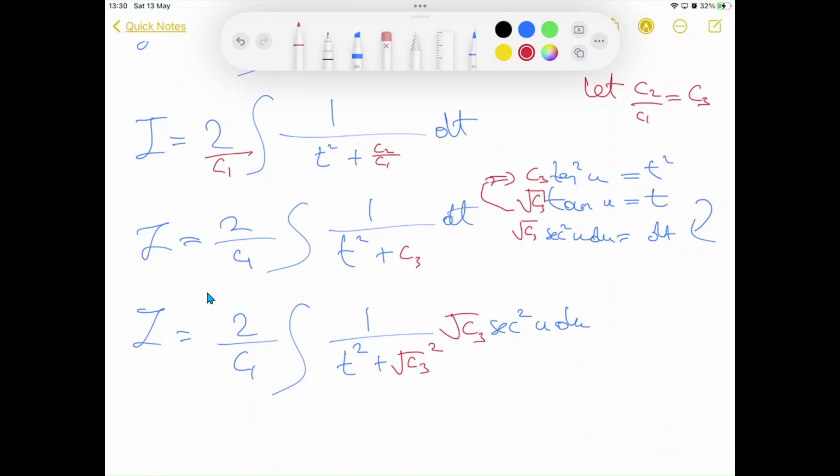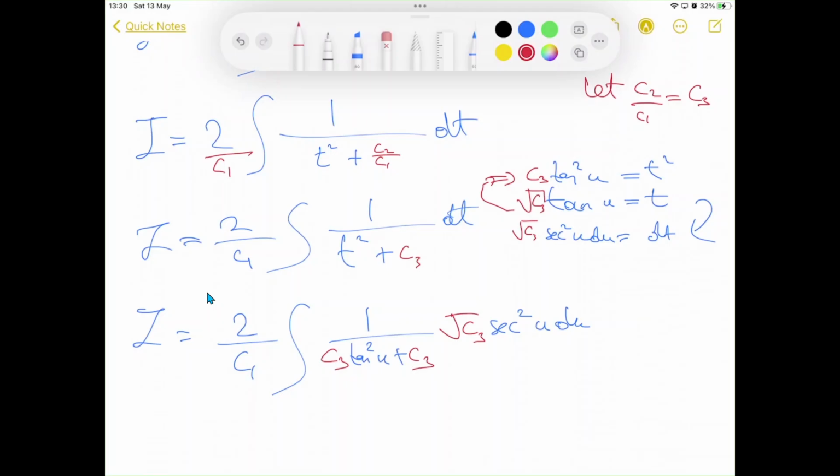Wait a minute. Instead of t squared, sorry, I should write c3 tangent of... okay, never mind. I don't need to do anything. I just need to replace the t with root c3 tan squared of u, and then the plus c3 I can keep as plus c3. Yeah, just like that. Simple.